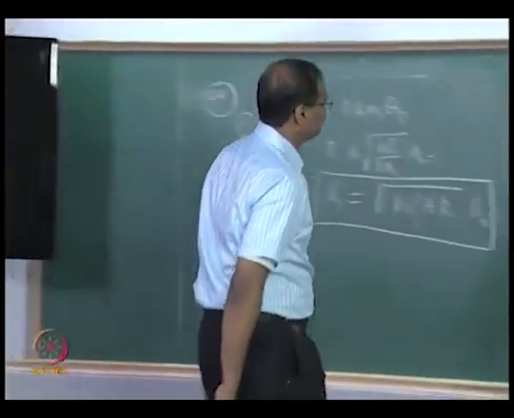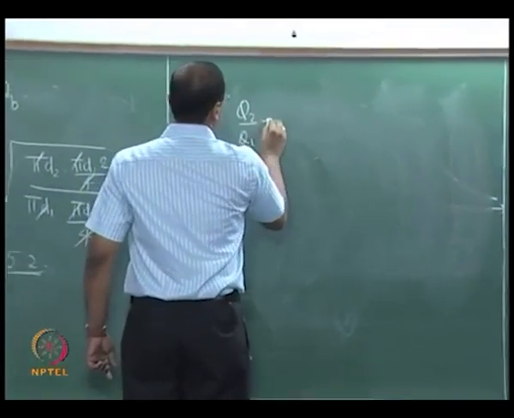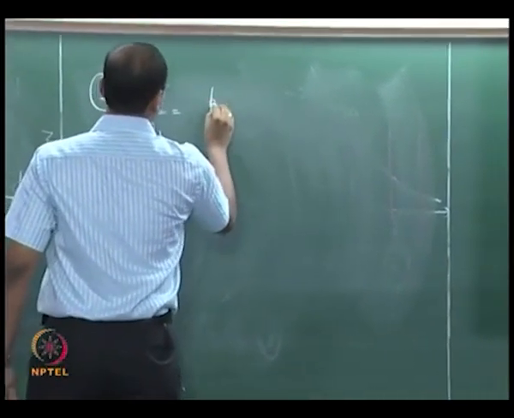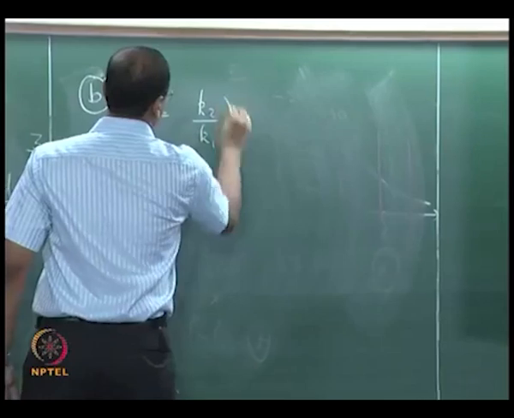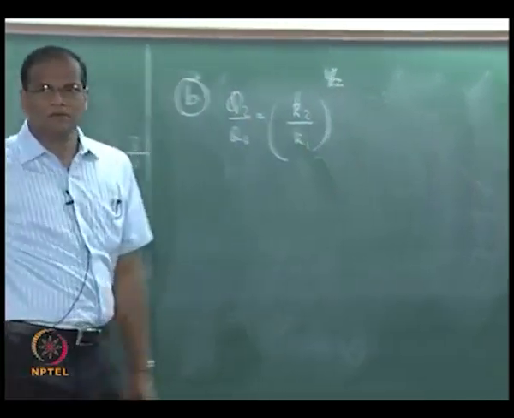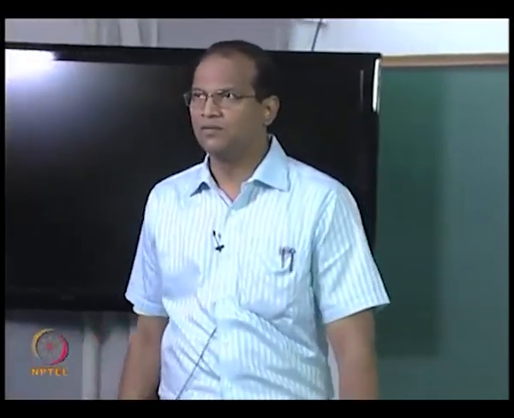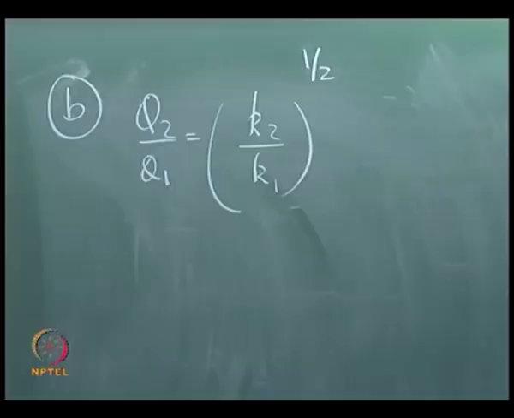B is right, all other things are the same. How much is it? 1.4.